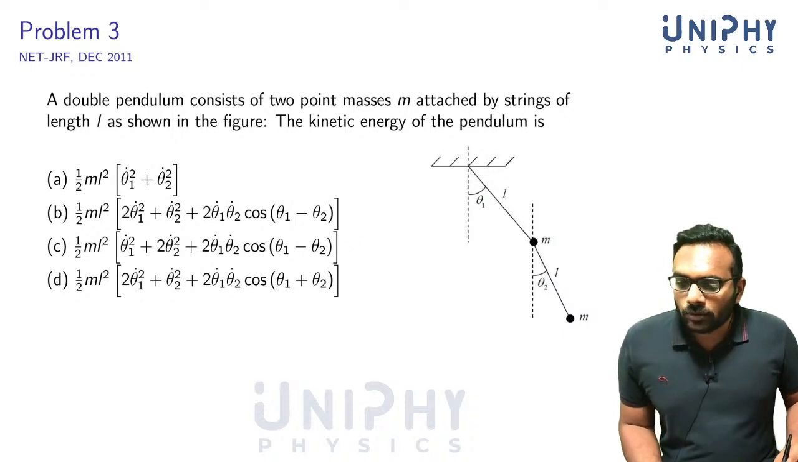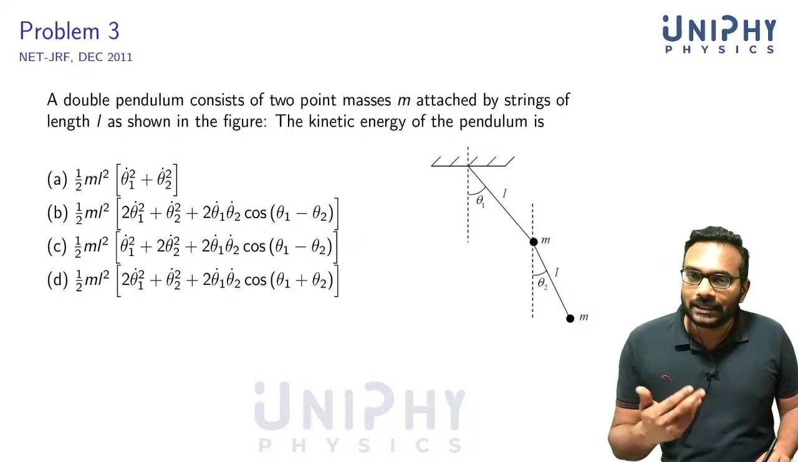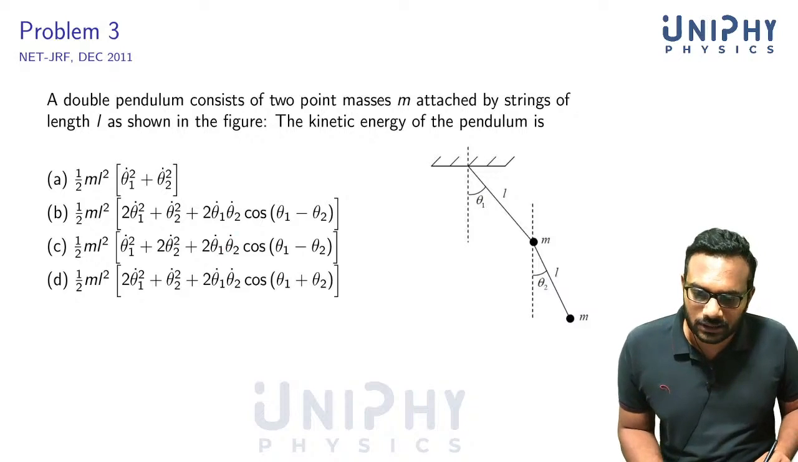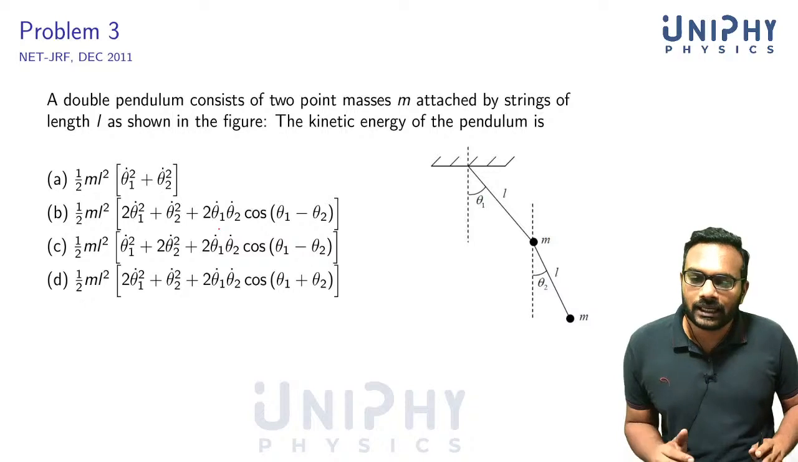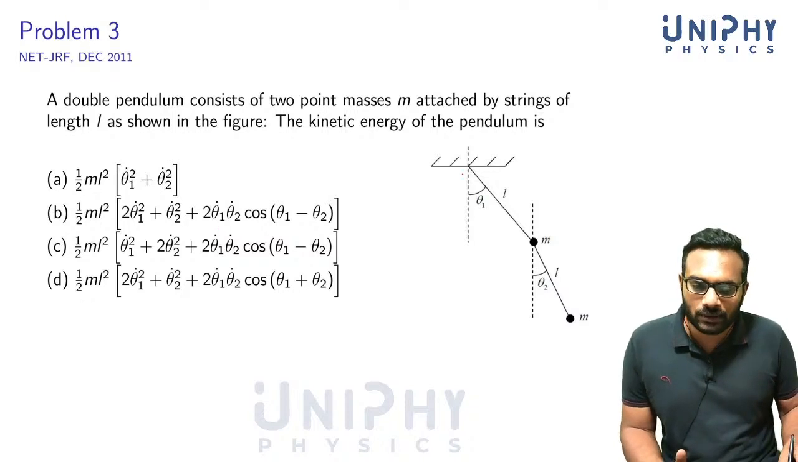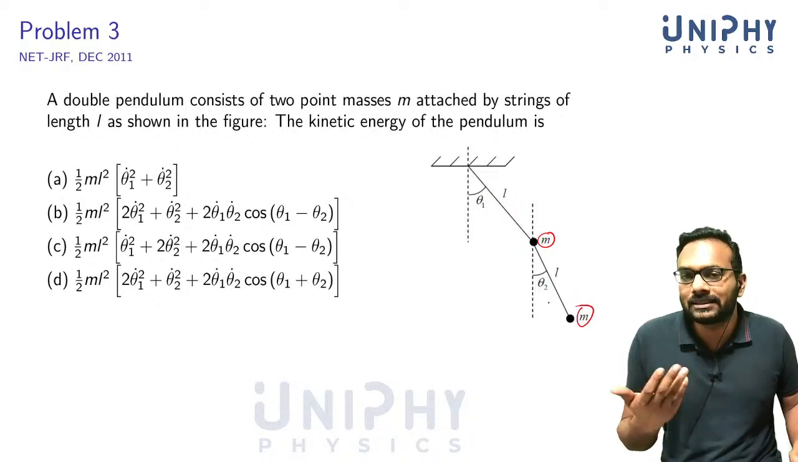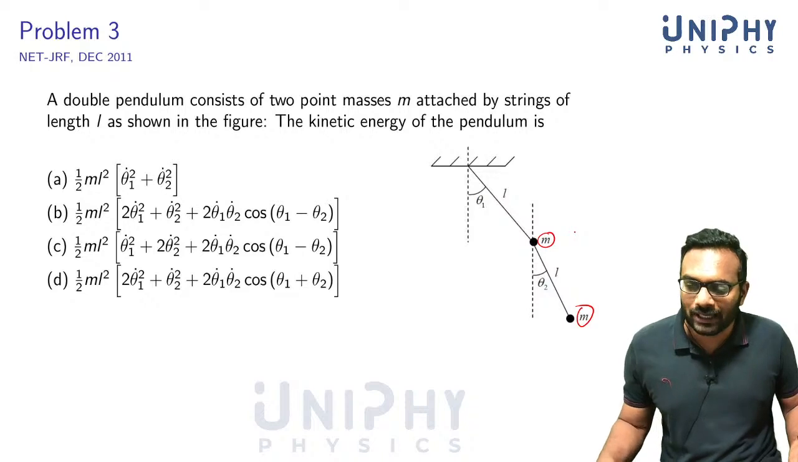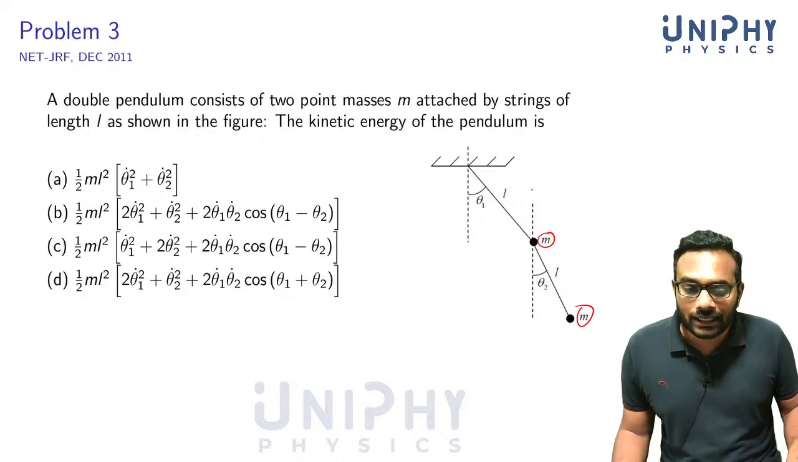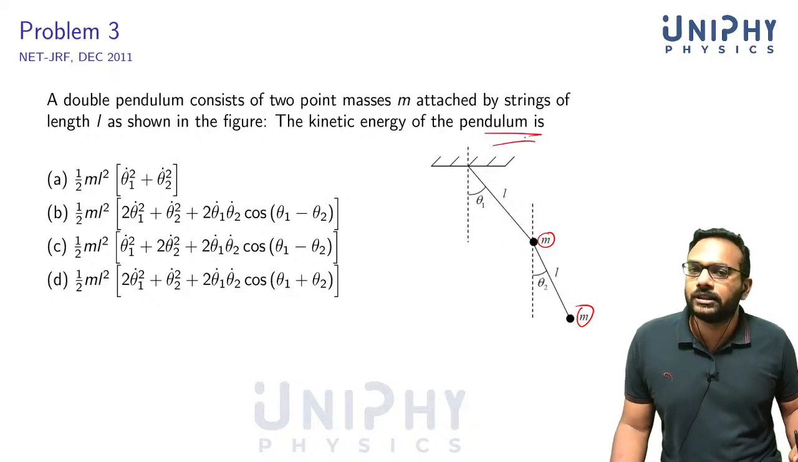So here's the third problem. A double pendulum. This again was asked in the December NET JRF exam in 2011. A double pendulum consists of 2 point masses m. These masses are equal, which makes it convenient for us. Attached by strings of length L, as shown in the figure. This is the figure. The kinetic energy of the pendulum. What's the kinetic energy of the pendulum?